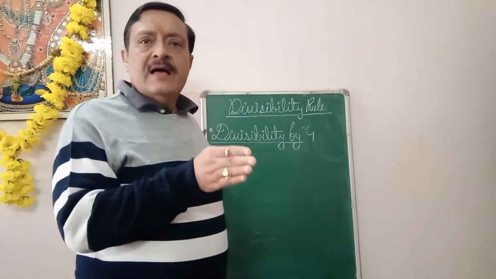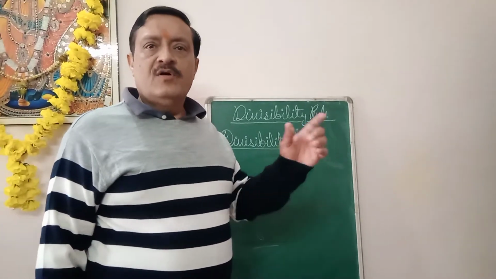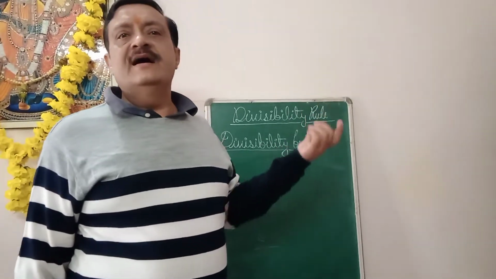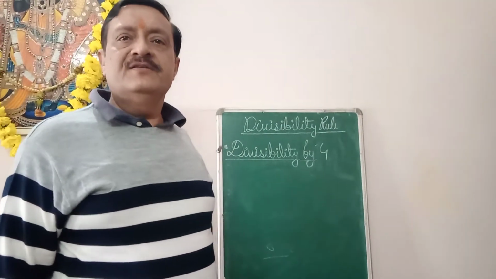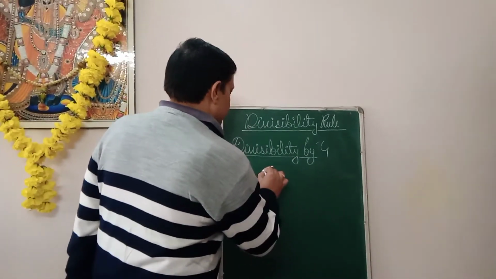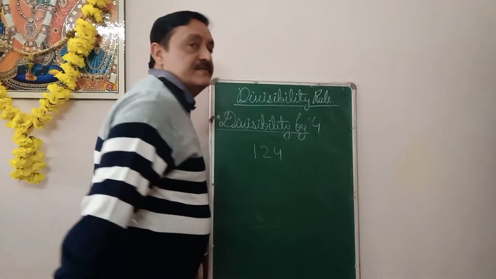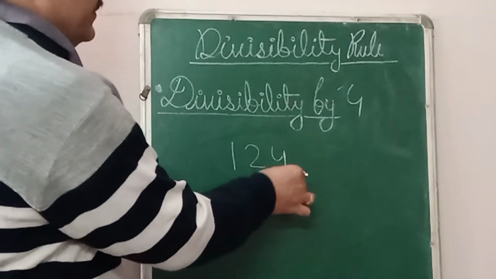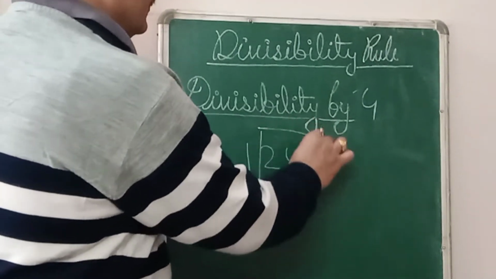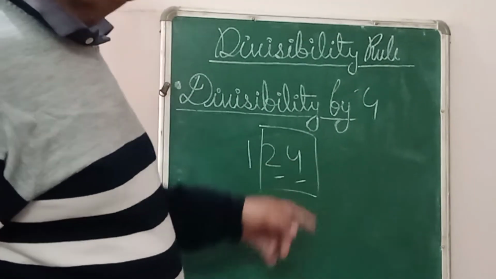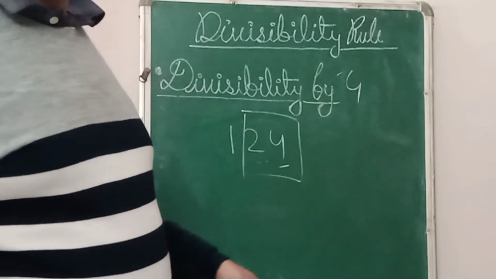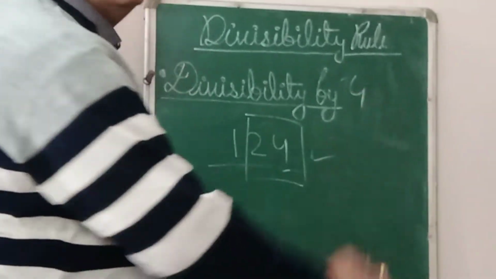We will see the tens and unit place number of the number to be divided. If that number is divisible by 4, then we will say that the original number is also divisible by 4. To understand this, let us take one example. Suppose first we are taking a number like this. At ones 4 is there, at tens 2 is there. We are interested in only these two and nothing else. So this is making a number 24. If 24 is divisible by 4, then 124 is also divisible by 4.